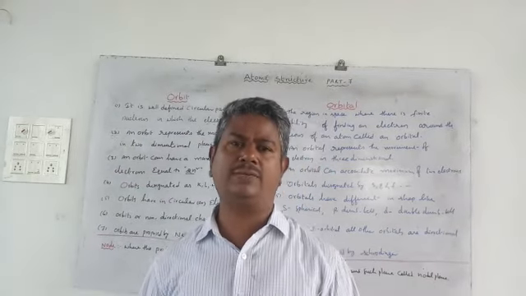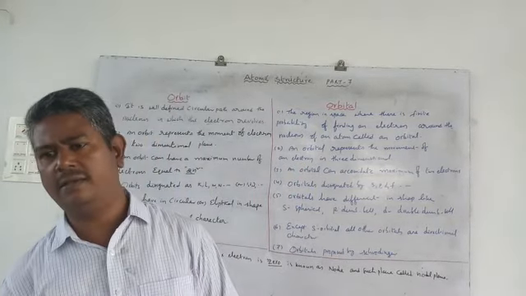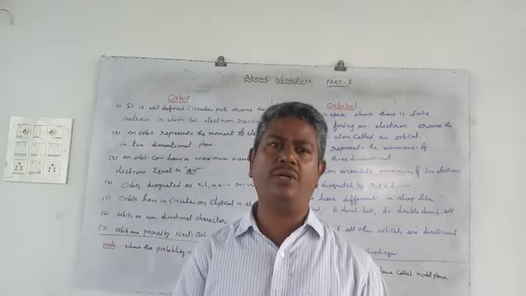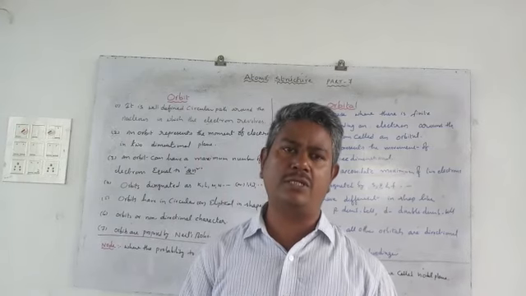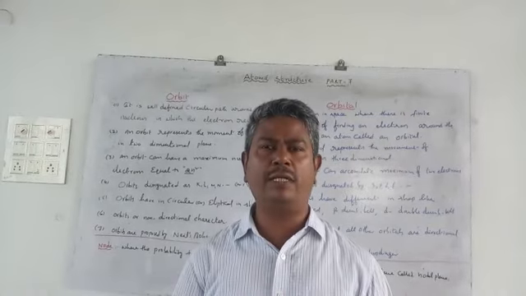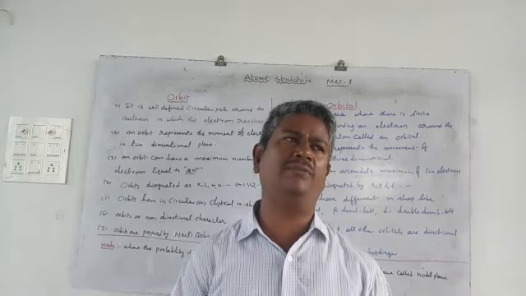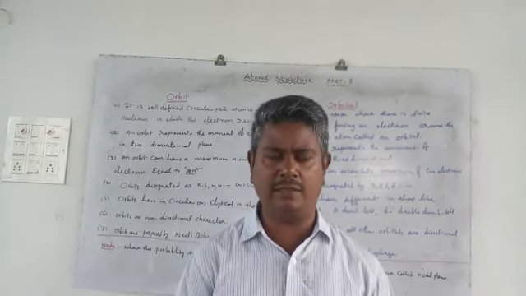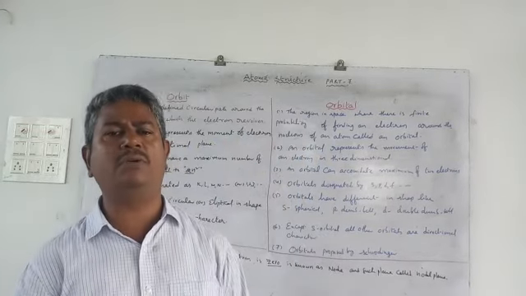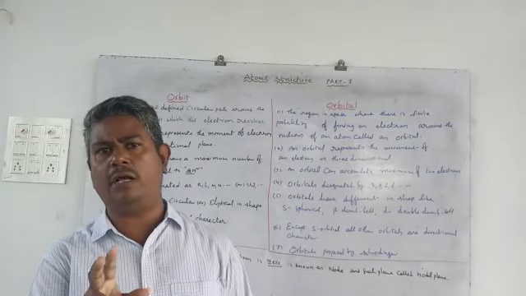As well as orbital means the three-dimensional space orientation of electron around the nucleus is called orbital. That means where the probability of finding the electron around the nucleus is maximum, that is defined as orbital. So that is the difference between orbit and orbital.